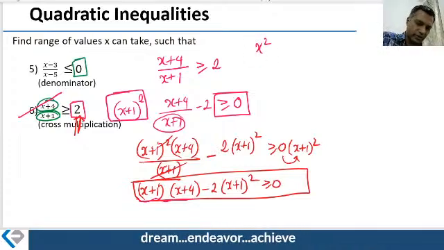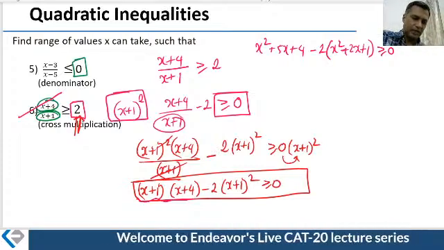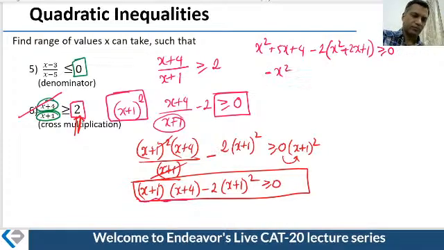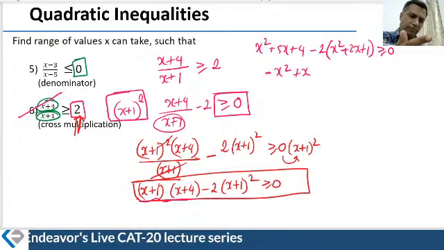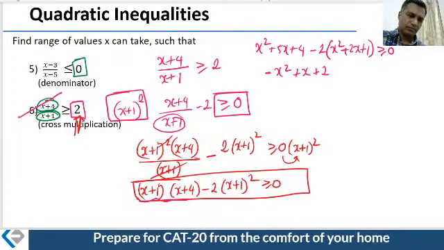I'm resolving this bracket. x square plus 5x plus 4 minus 2 times x square minus 2x plus 2x plus 1 is greater than or equal to 0. Now simplify this. Therefore you would say minus x square, 5x minus 4x, therefore plus x. Then you have minus 2 and plus 4, therefore plus 2, is greater than or equal to 0. You are getting something like this.